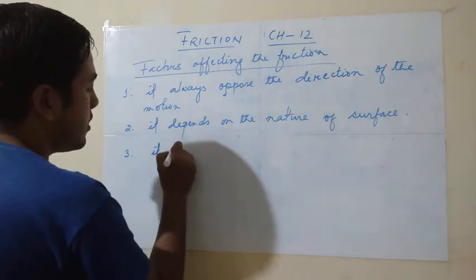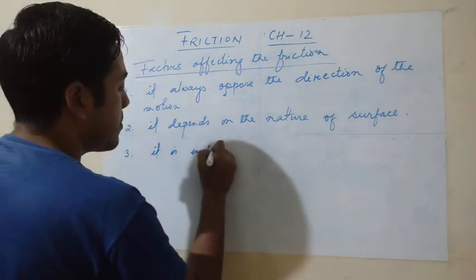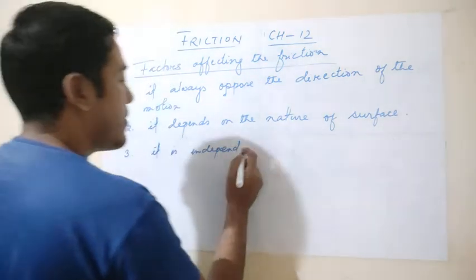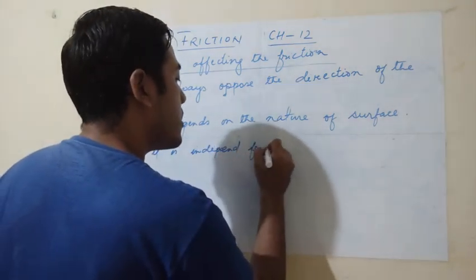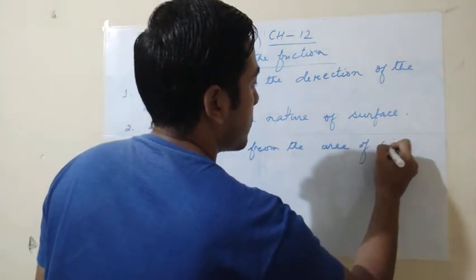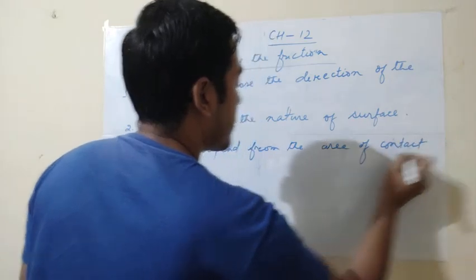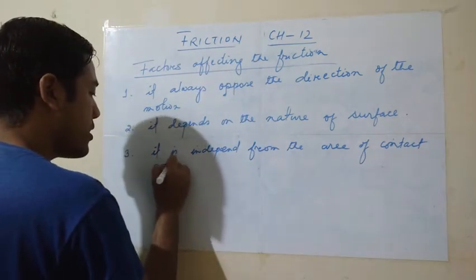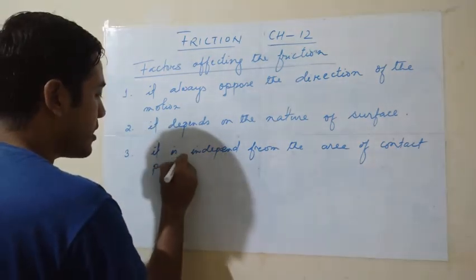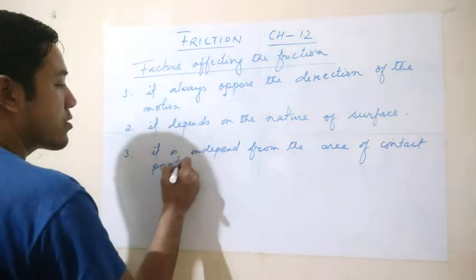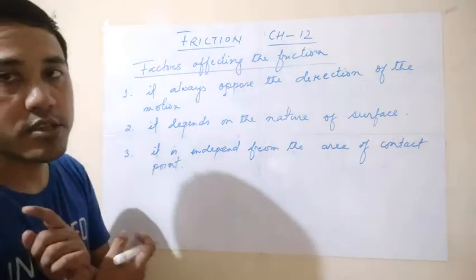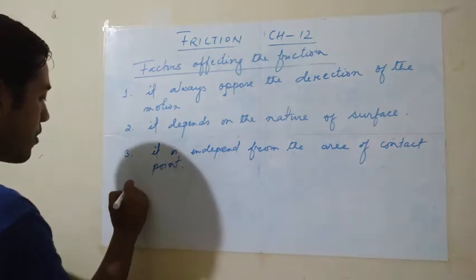Next, number 3. It is independent of the area of the contact point. This means the force of friction does not depend on the area of the contact point. If the area is larger or smaller, it does not matter.